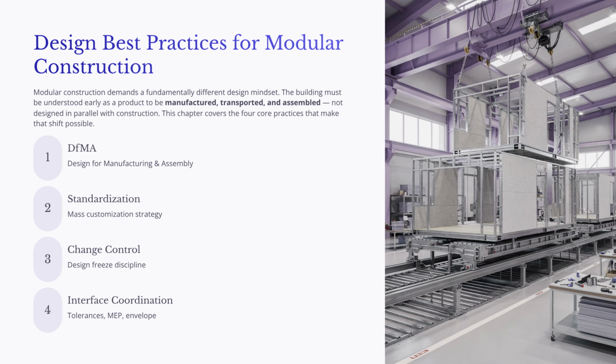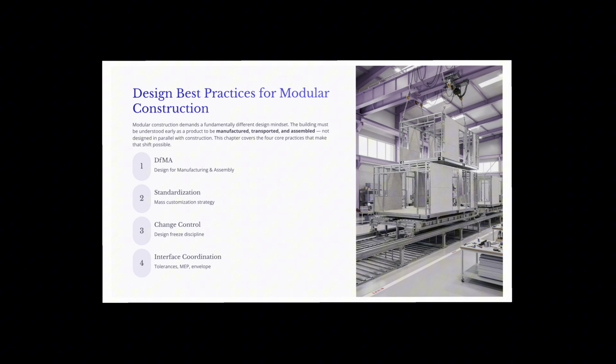This means that design decisions have to support not only the final appearance and function of the building, but also the way the building will move through the factory, arrive on site, and connect with other systems. This chapter introduces 4 core design practices that make modular construction successful: design for manufacturing and assembly, or DFMA, standardization without losing function, disciplined change control, and coordination of interfaces. Together, these practices help the project team protect the main advantages of modular construction: faster delivery, more predictable quality, reduced waste, and better control over cost and schedule.